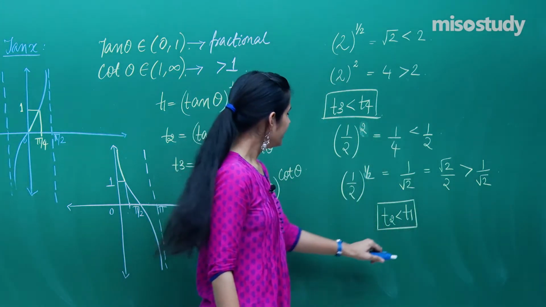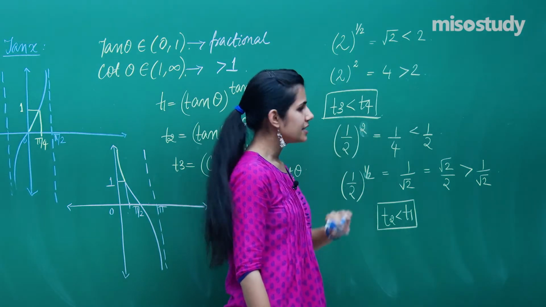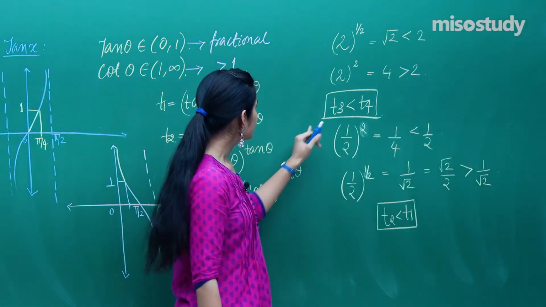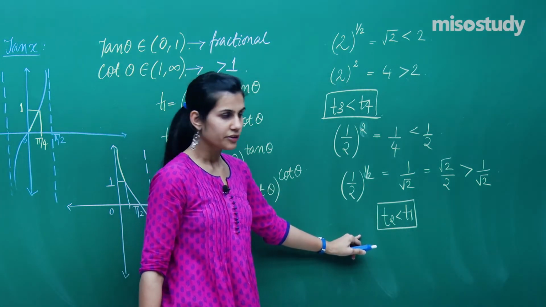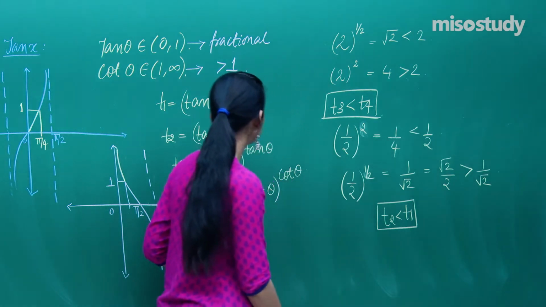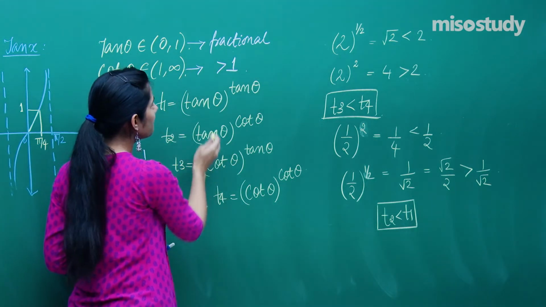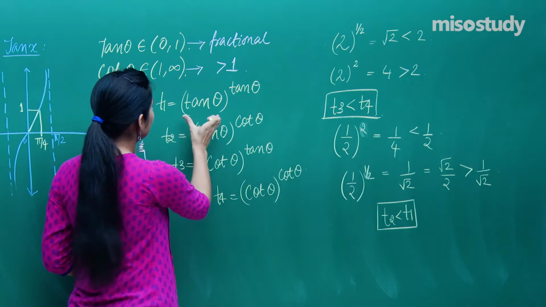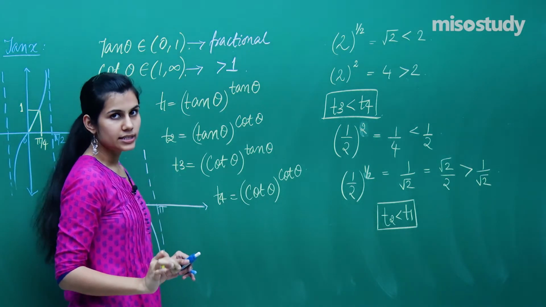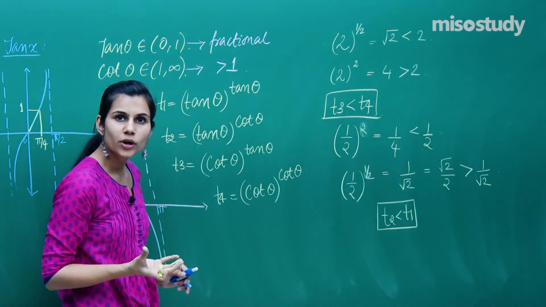Fine. T2 is less than T1, T3 is less than T4. What about T3 and T2, right? So basically I have to compare among these now. Which number will be the smallest? Whose base is the smallest?